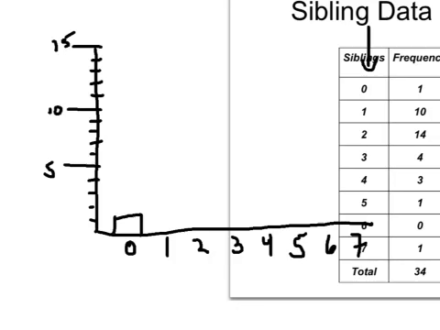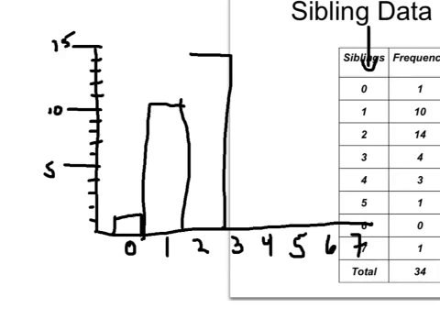And for 1, we had 10. And notice what I'm going to do is I'm just going to center the bars on the data value. So we'll go like that. And for number 2, we have 14. So that's going to go just about like this.